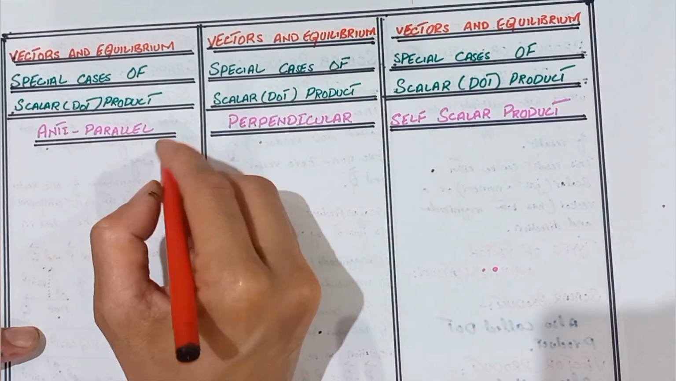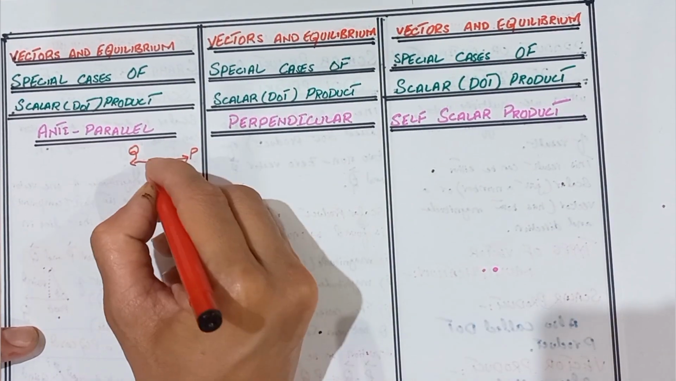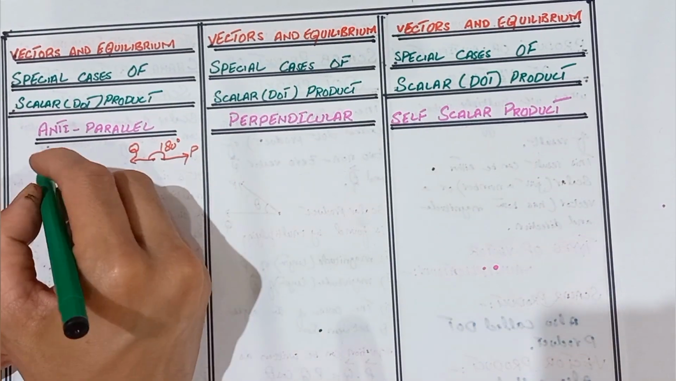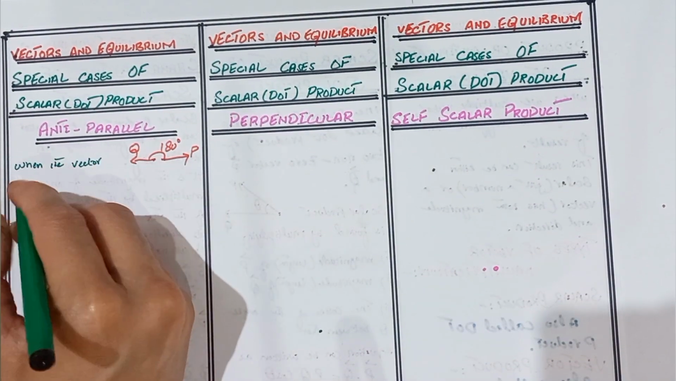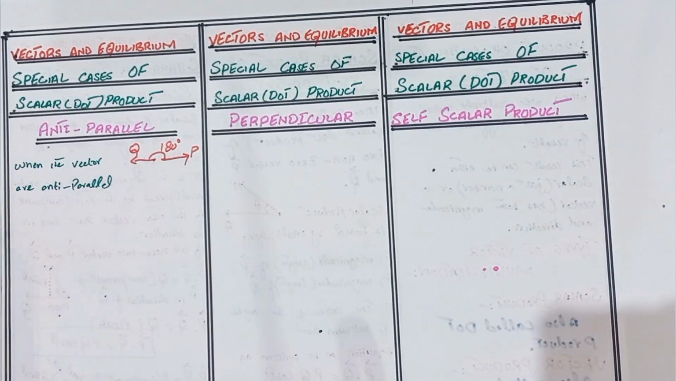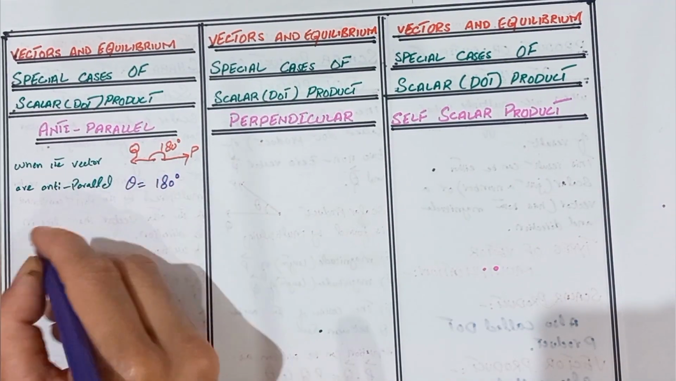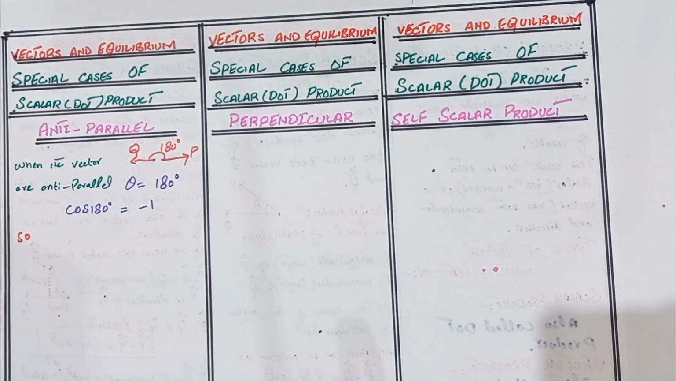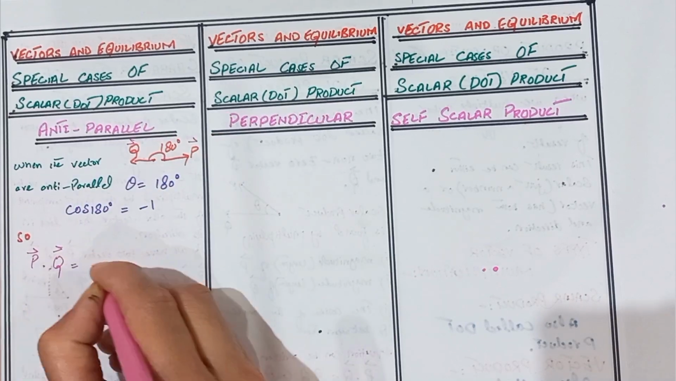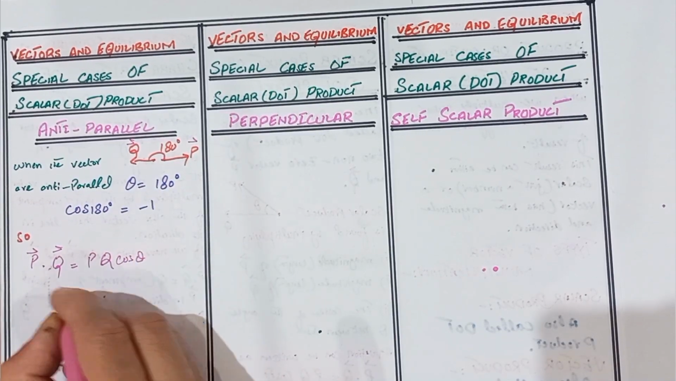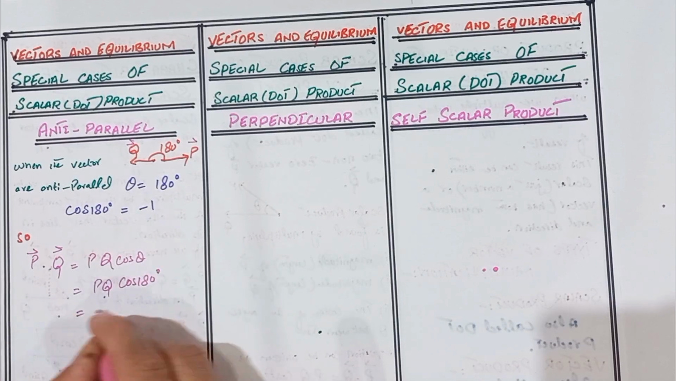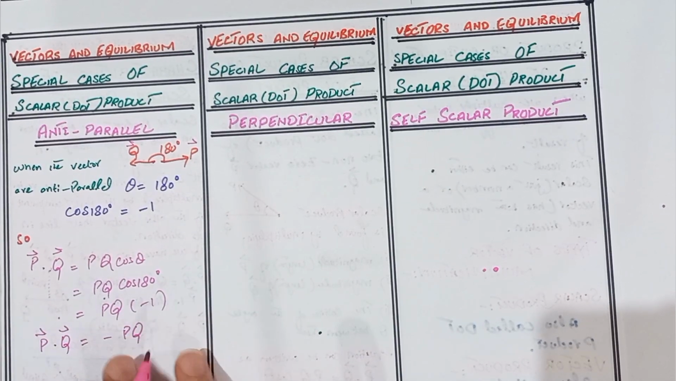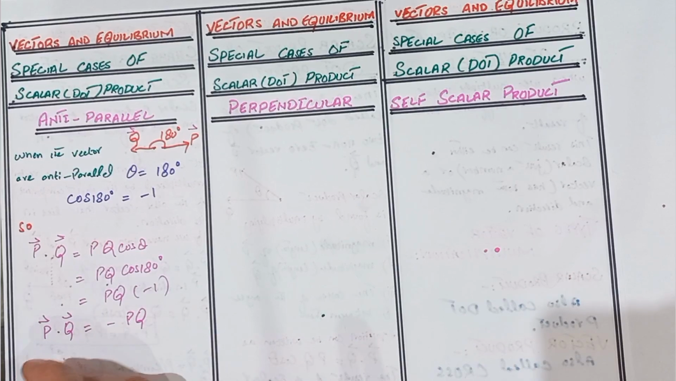Now we discuss when the vectors are anti-parallel. Let's suppose here is the vector P and this is the vector Q. Both lie in the same plane but in opposite directions and make an angle of 180 degrees. So when the vectors are anti-parallel, theta is equal to 180 degrees. When theta is equal to 180 degrees, cos of 180 degrees is equal to minus 1. So the scalar product of these two vectors P and Q is equal to the magnitude of P, the magnitude of Q, and cos of the angle between them, that is cos 180 degrees, which is minus 1. So P dot Q is equal to minus P Q. So the result of the scalar product is negative.